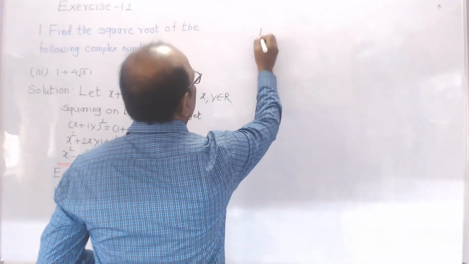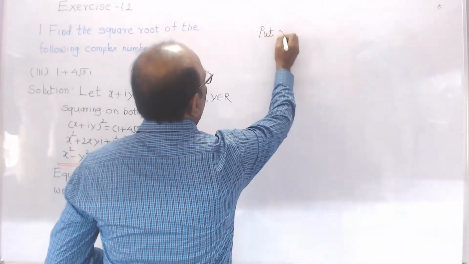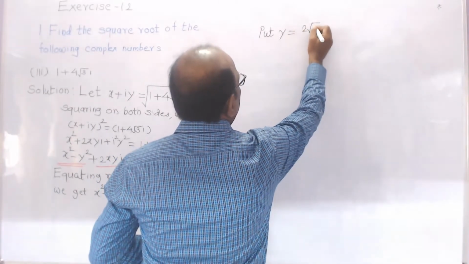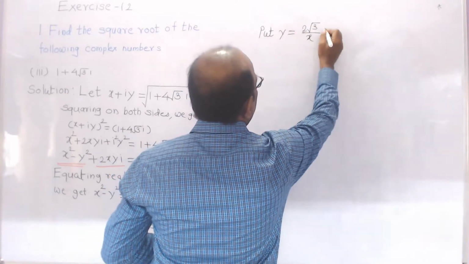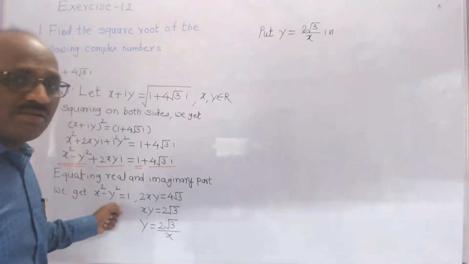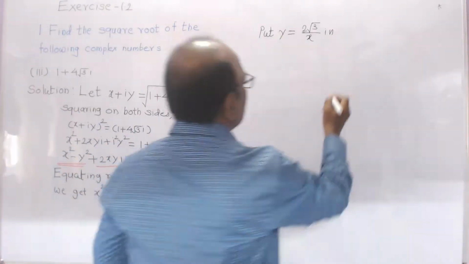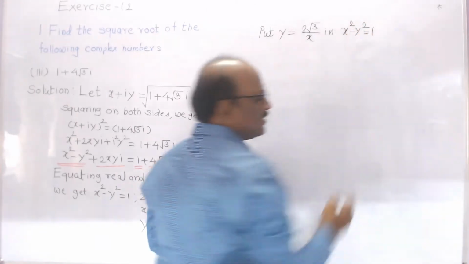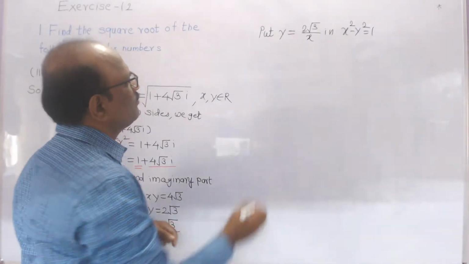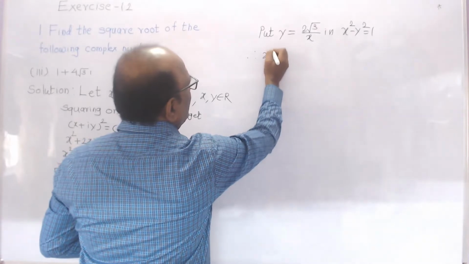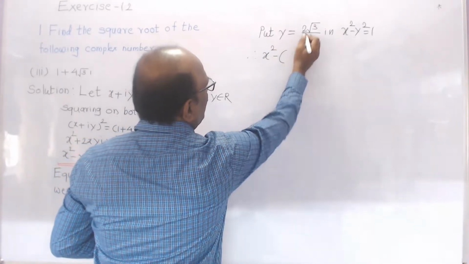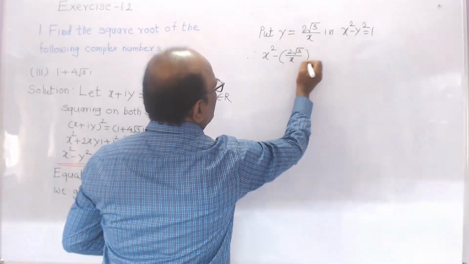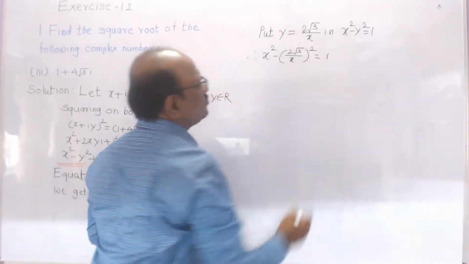Therefore, put y is equal to 2 root 3 upon x in this equation, x square minus y square is equal to 1. We'll substitute the value. Therefore, we'll get x square minus, what about the value of y? That is 2 root 3 upon x, whole square, is equal to 1.